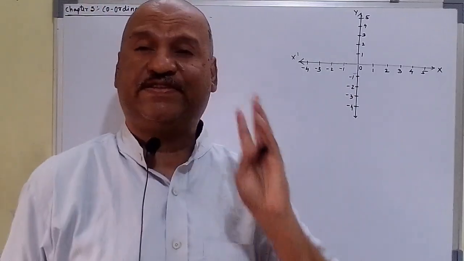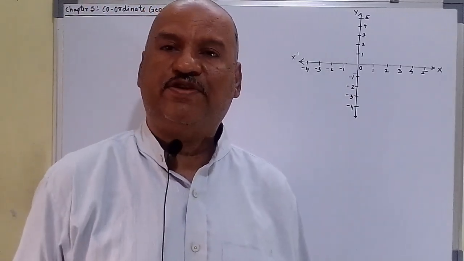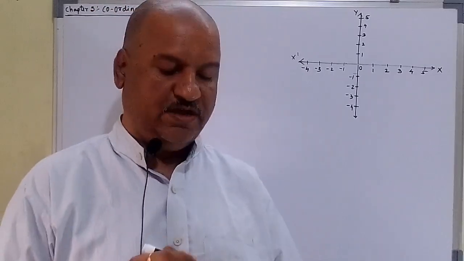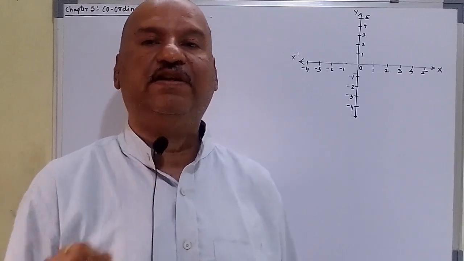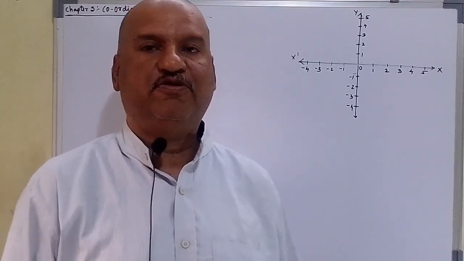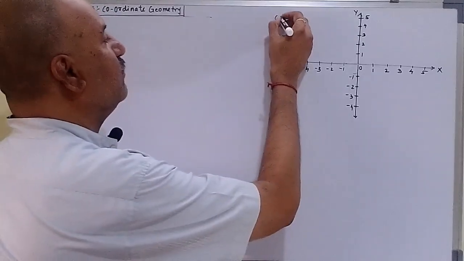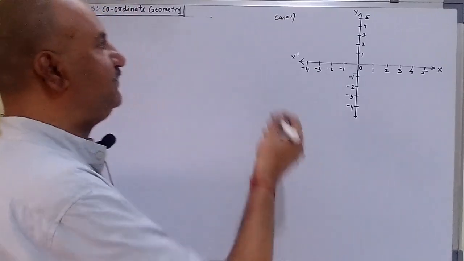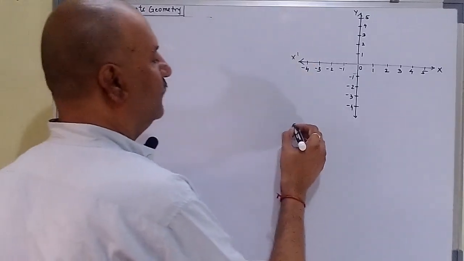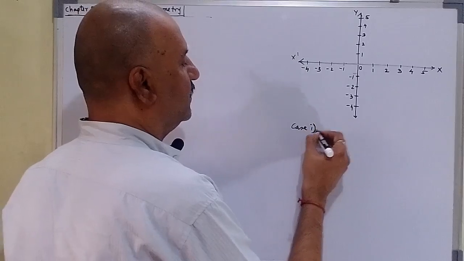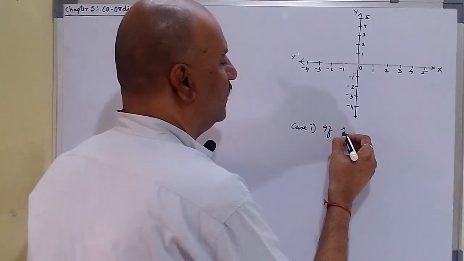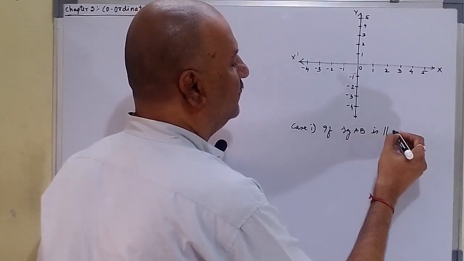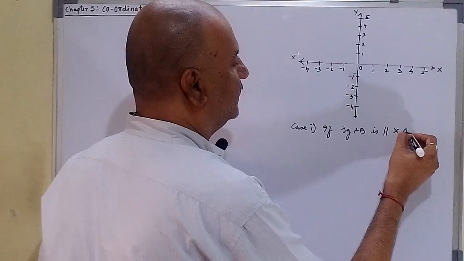Now I take two points, which are either parallel to the axes. We will see three ways of getting the distance between two points. I am giving you case 1, then we take case 2 also. Case 1 is: if seg AB is parallel to the x-axis.